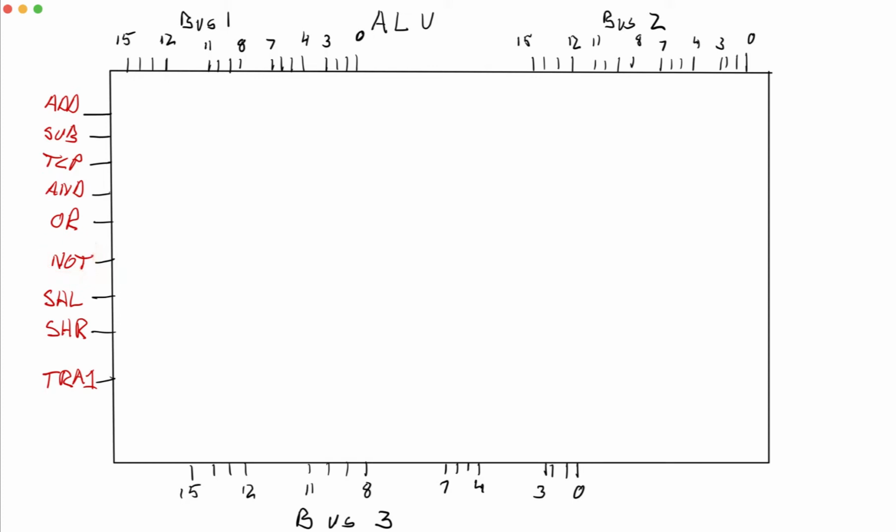Now, NOT will negate or invert, basically take the zeros and make them ones, and the ones and make them zeros. And it will invert all the bits of bus 2. Then shift left only works on bus 1, and shift left takes this input right here and maps it to this output. So it shifts it over one bit. So bit 0 moves to bit 1 moves to bit 2, bit 2 moves to bit 3 moves to bit 4, and so on. Shift right is just the opposite.